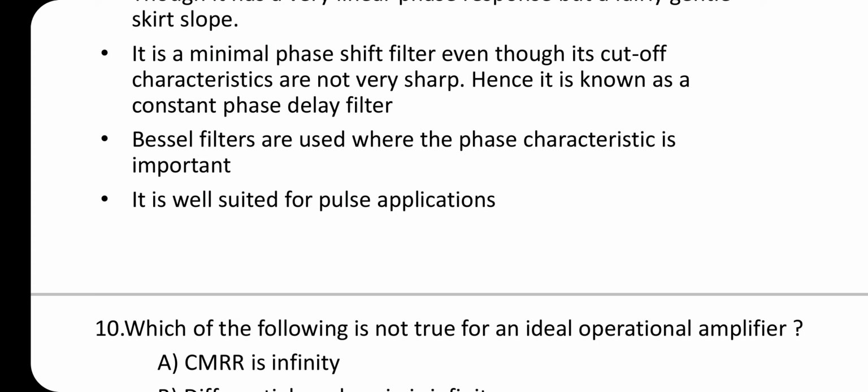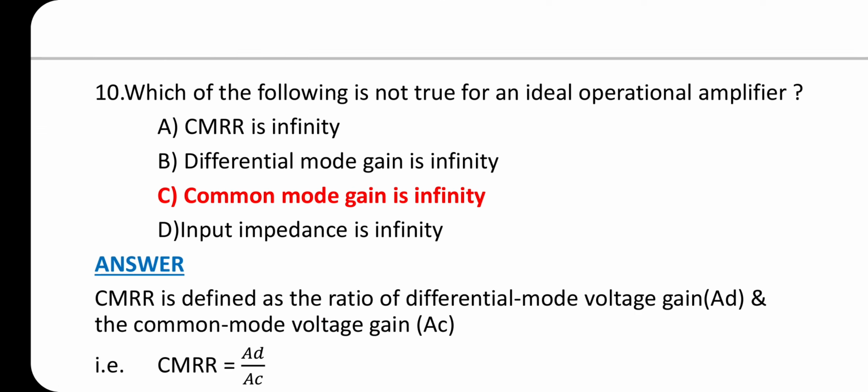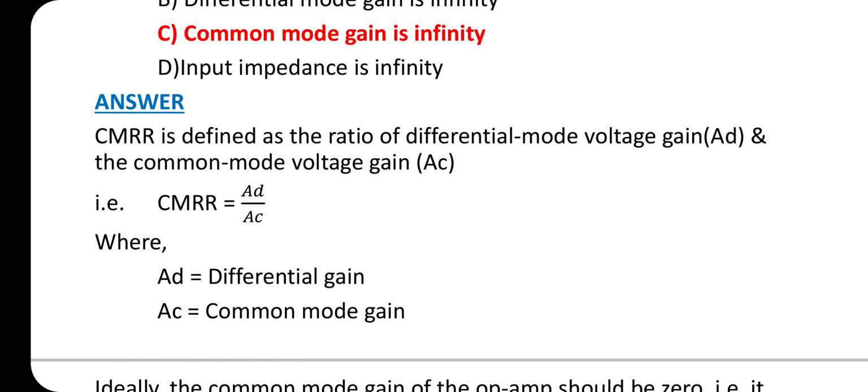Bessel filters are used where phase characteristics is important. It is well suited for pulse applications. Question number 10. Which of the following is not true for an ideal operational amplifier? That is option C, common mode gain is infinity.